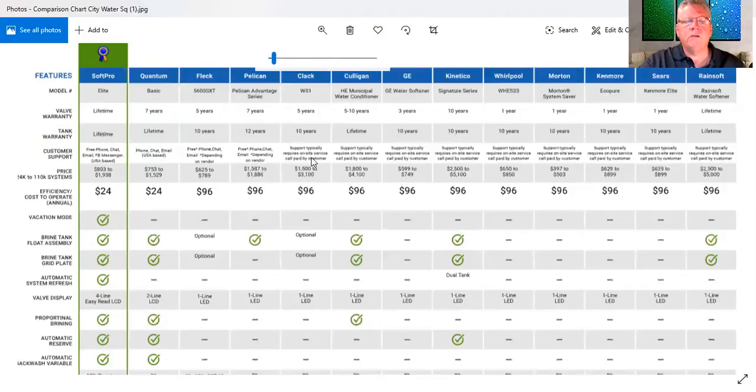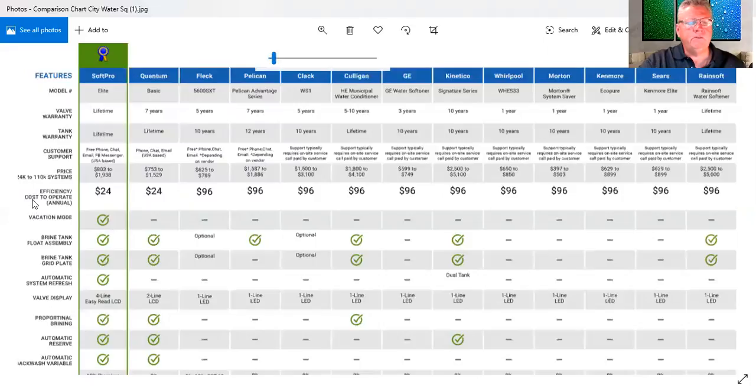Support on the Clack requires on-site service, so you have to pay for a service call. Colligan is the same way, same with General Electric, Kinetico, and all these other systems. You don't get the phone support or live chat or email or anything like that. You actually have to pay for somebody to come out.